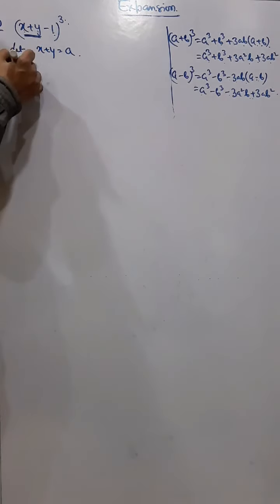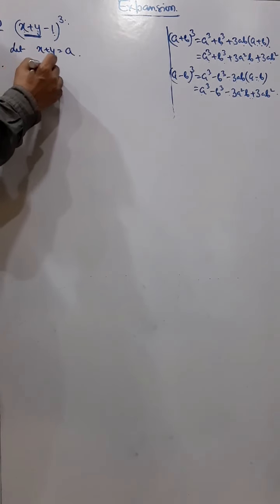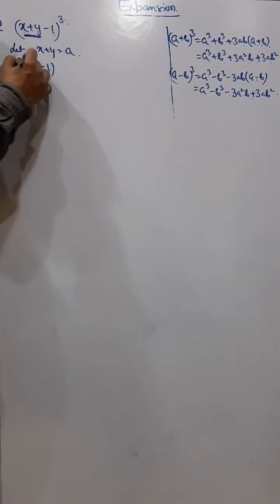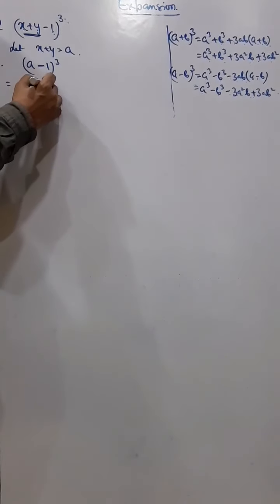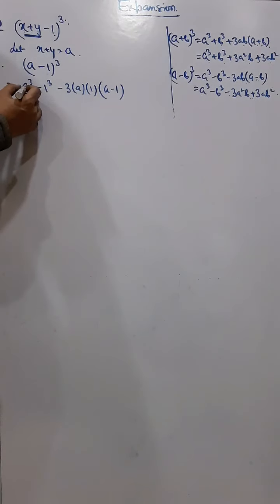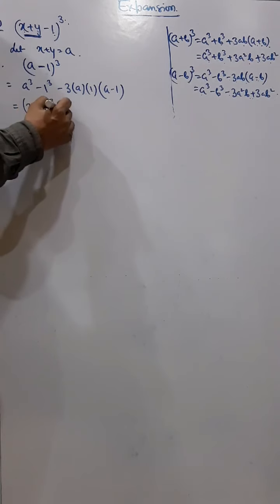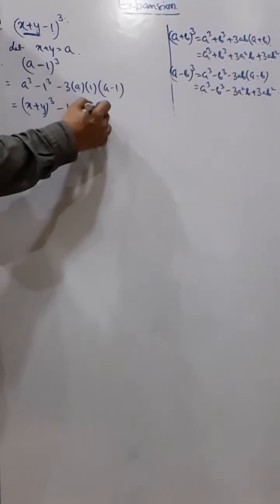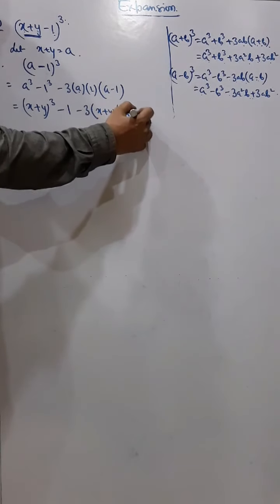or directly you can write a, this one. So you can take x plus y as a, then it becomes a minus 1 whole cube, and then use this formula. What you got, a cube minus b cube minus 3 into a into b and bracket a minus b, and now you put the value, in place of a, we'll write x plus y. So it is x plus y whole cube minus 1 minus 3, a means again x plus y, and 1 is okay, and a again means x plus y.